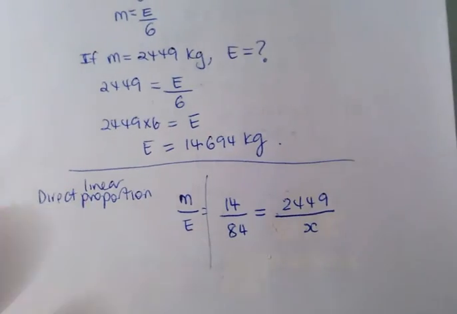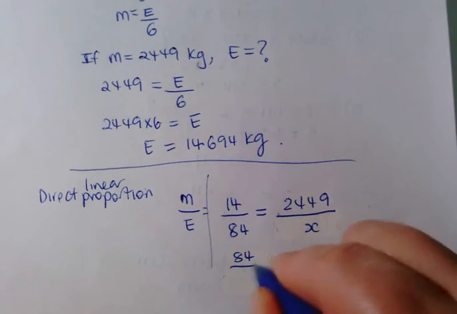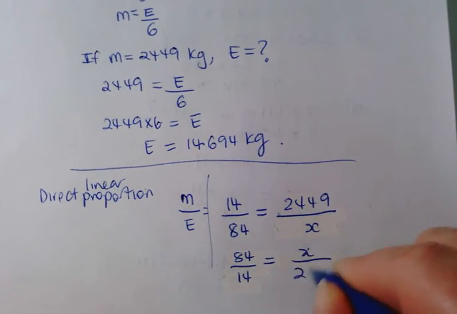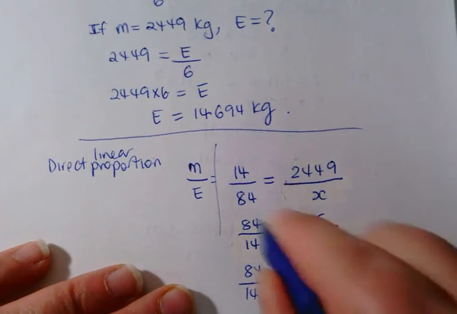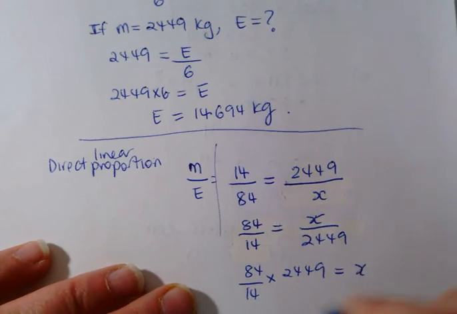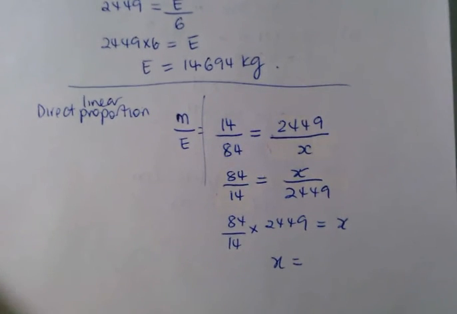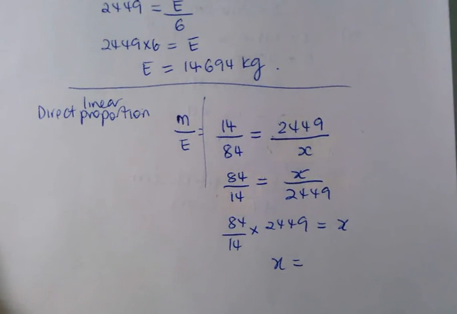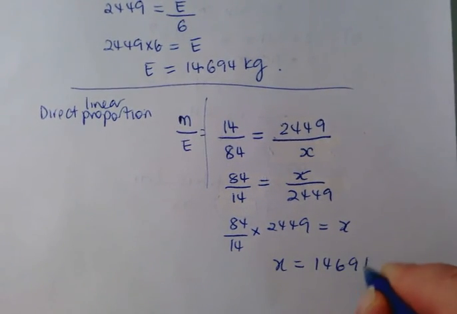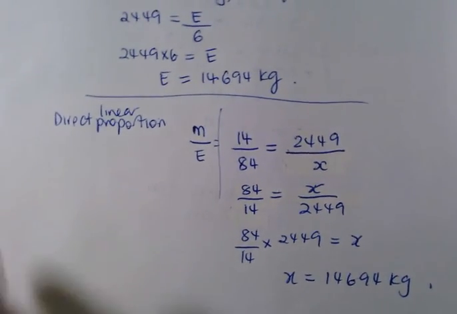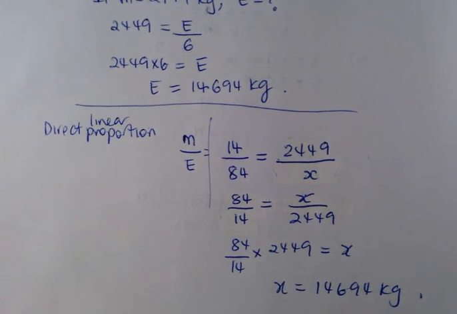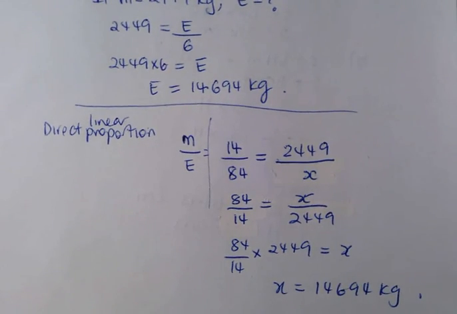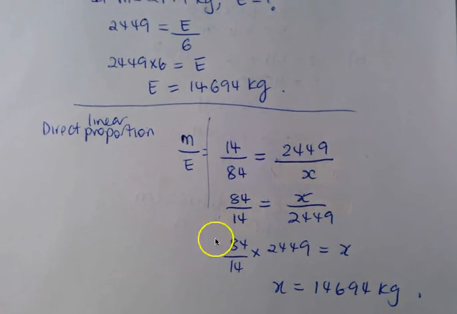Now we know that x is on the denominator here, so we're going to flip both sides. So 84 over 14 equals x over 2,449. And so therefore 84 over 14 times 2,449 will equal x. And we should get 14,694. So 84 divided by 14 times 2,449, and we do get 14,694 kilos. But this you would only use for direct linear proportion. And next week we'll be looking at indirect and non-linear as well. So you could only use this for direct linear proportion.